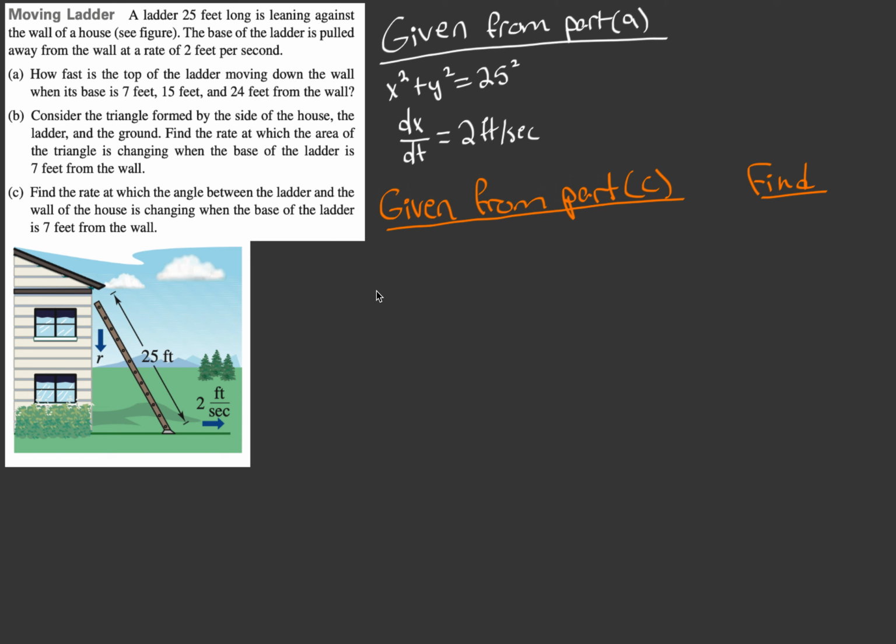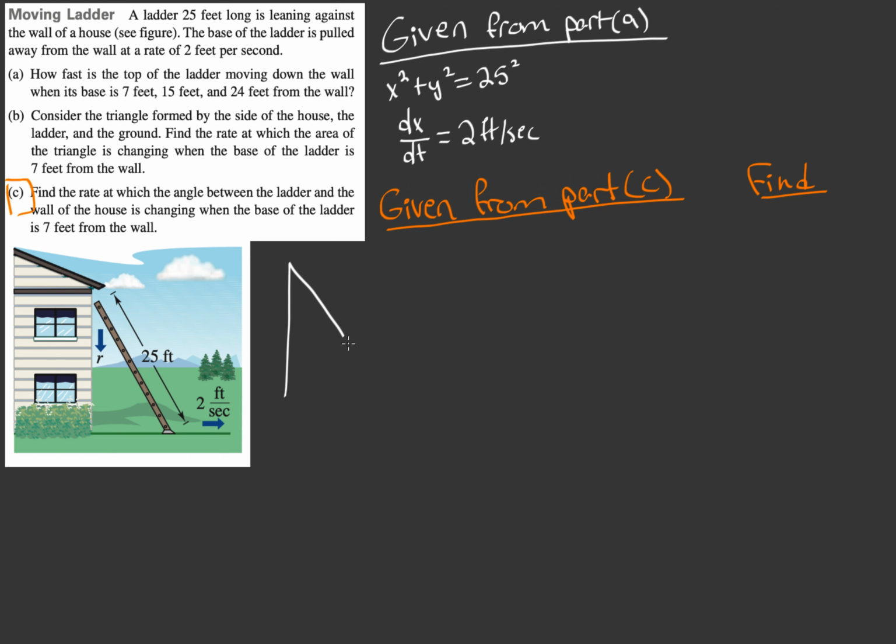So we are going to do part C. Part C of this related rates problem. This is the last part, and the question asks, find the rate at which the angle between the ladder and the wall of the house is changing when the base of the ladder is 7 feet from the wall.